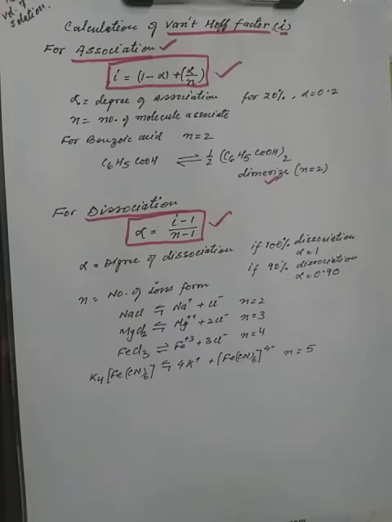And in the third case, it will be neither dissociated nor associated, for example, glucose and urea. In that case, i will be equal to 1.